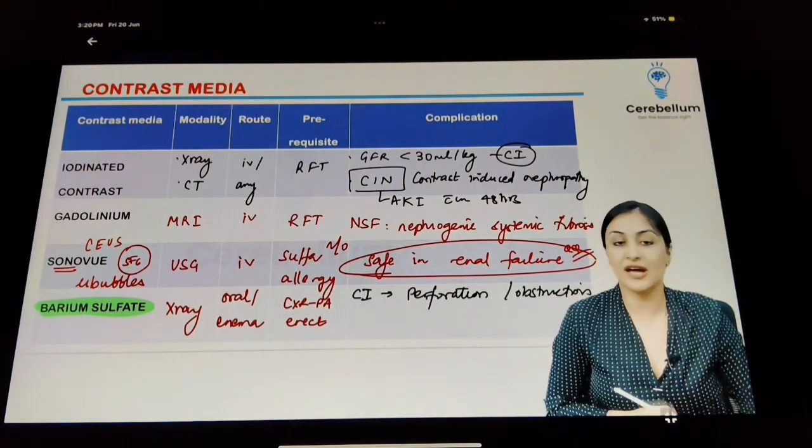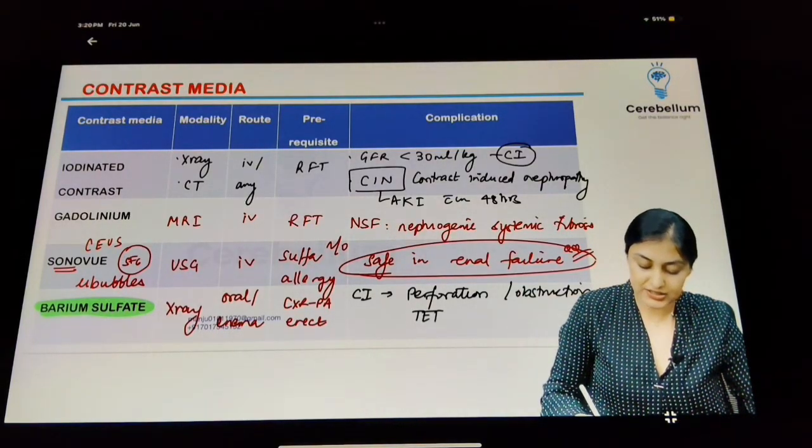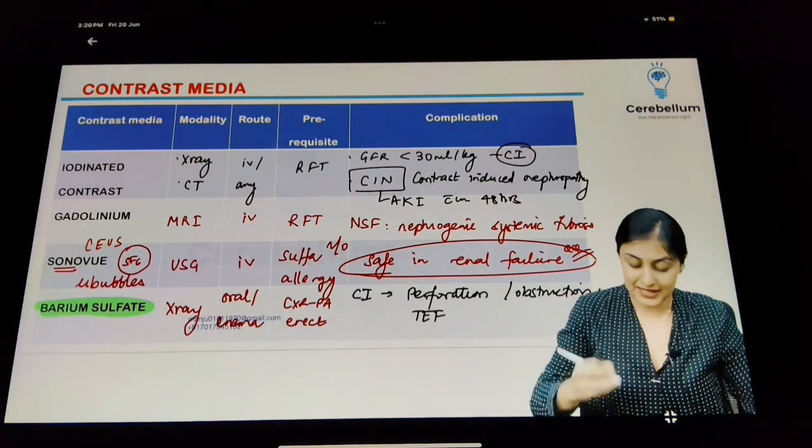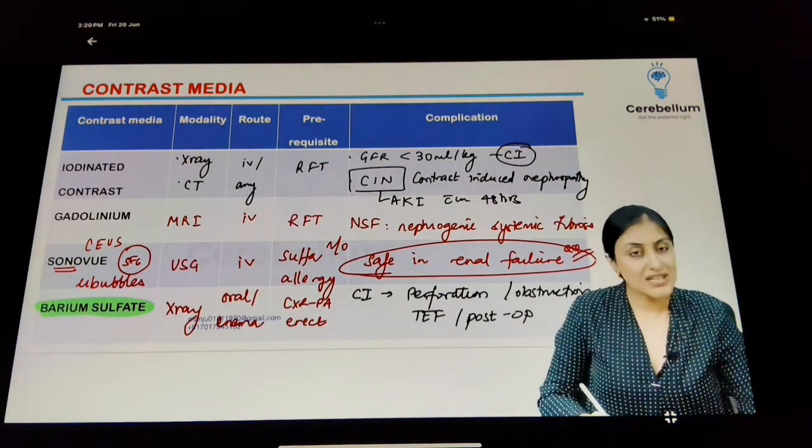So perforation and obstruction are contraindications of barium sulfate. Very, very important. Not just that, it is also contraindicated in tracheoesophageal fistula, because it would go to the lungs. We don't want that. It is also contraindicated in post-operative patients because then they can have this leakage. So that's important. What can I use in these cases?